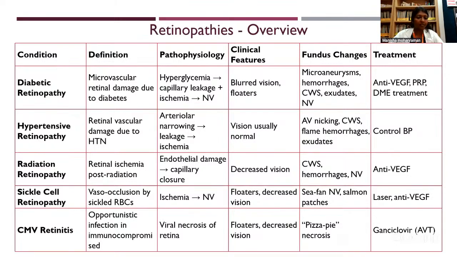And next is CMV retinitis. It is defined as an opportunistic infection in immunocompromised patients.